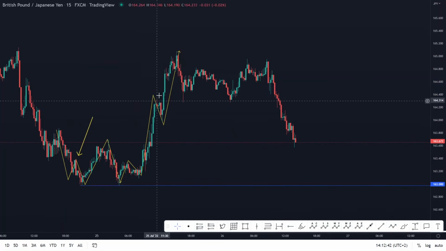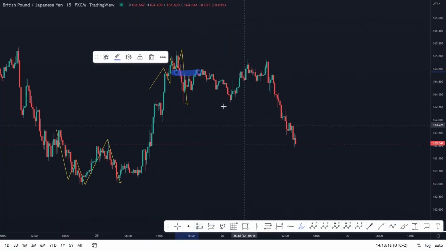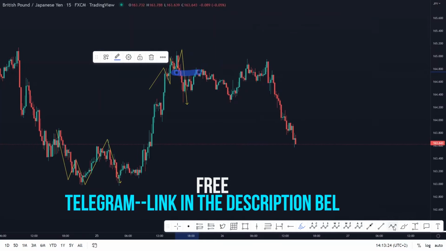This one here is just an internal structure pushing higher, and we can see that we have a high here, a low, a high, a low, a high, and then we have a low. So we can see clearly that this low here is broken. But there are multiple internal and higher time frame structures here, but you don't have to worry about that. Let me show you.